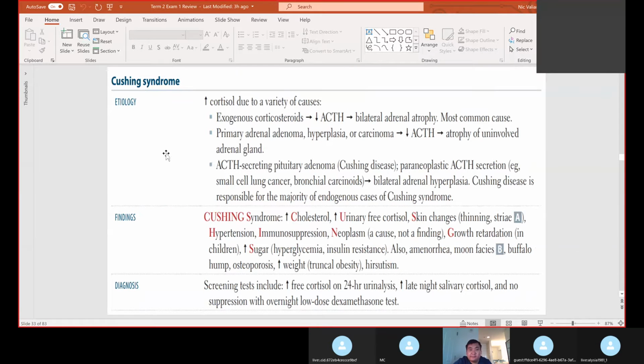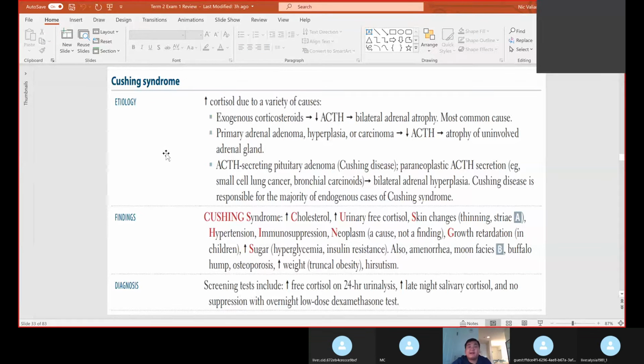Cushing's, high yield also. Increased cortisol. Due to what? They have exogenous corticosteroids, right? If they have sarcoidosis, they need a steroid to control their symptoms. So they can develop Cushing's syndrome. You have a decreased ACTH. If you're taking steroids, decreased ACTH, which causes atrophy of your adrenal gland.